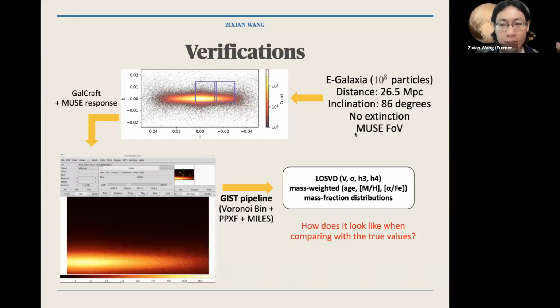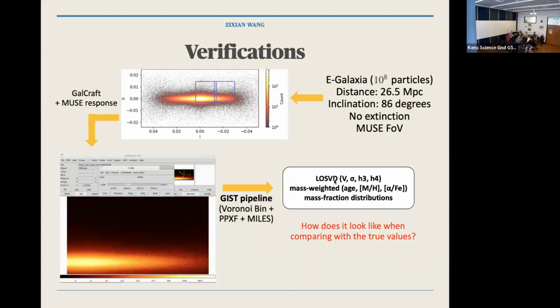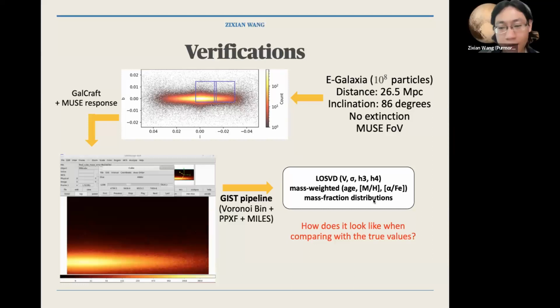And I assume that now I want to use MUSE to observe this small galaxy. These two purple boxes are my MUSE field of view. And I use MILES spectral templates to give the spectrum. And then I get a mock Milky Way data cube like this. Then I actually apply the GIST pipeline, which is a combination of many algorithms, including pPXF, to measure the kinematics, mass-weighted values, and mass fraction distributions, and then compare to the true values.